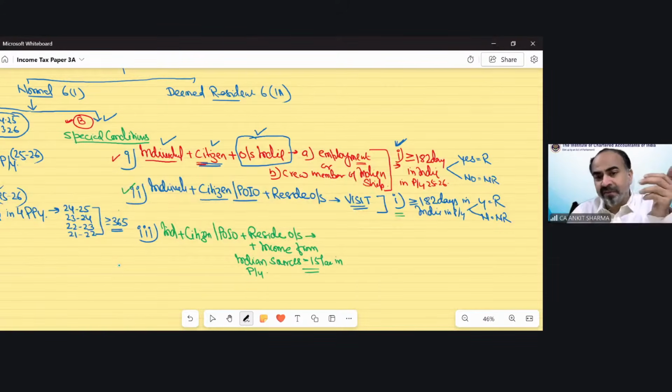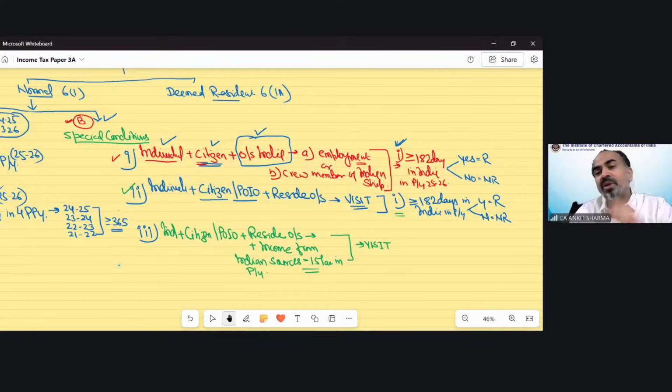Your second relative is also earning income from India, and that is exceeding 15 lakh rupees. They are earning rental income, interest income, business branch income, etc. That would be given in the question. So if the individual is a citizen of India, a PIO, resident outside India, but is also earning income of more than 15 lakh from Indian sources, and that person comes to visit India, you can find out the difference between category 2 and 3.